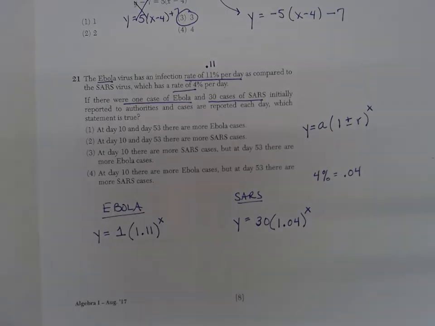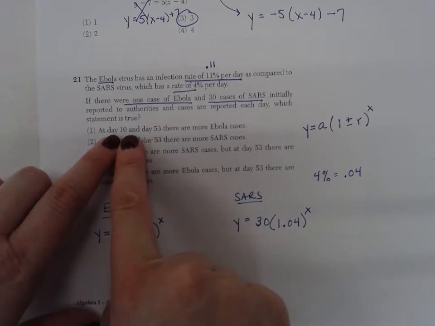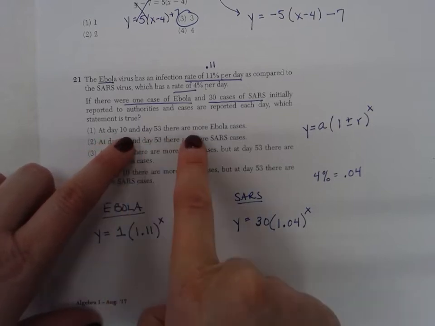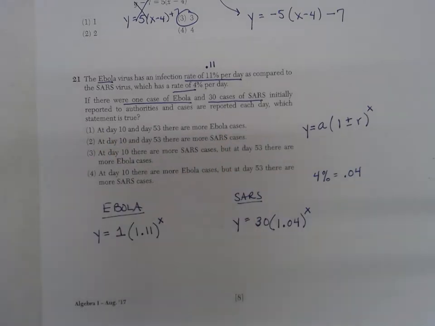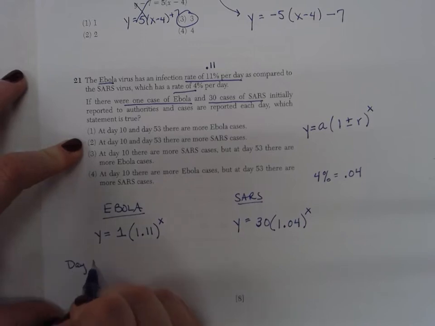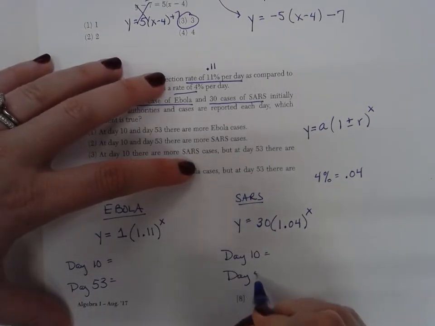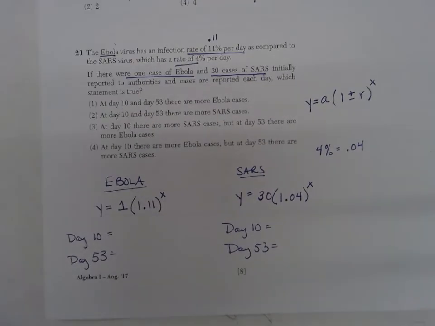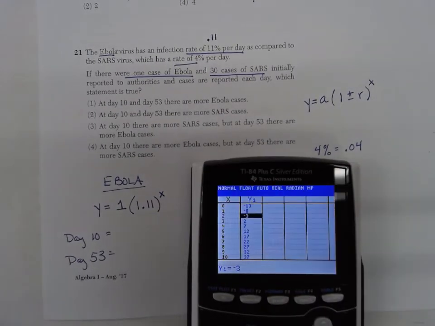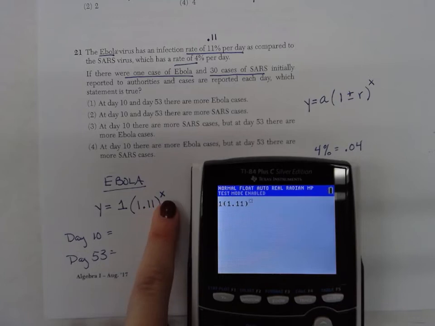So now, if we look at this, at day 10 and day 53, there are more Ebola cases. Well, I need to figure out what I have at day 10 and day 53 so I can compare. So I need to do all this work. So I'm going to put my equation 1 times 1.11 raised. For day 10, I'm going to put a 10 up there as my exponent.